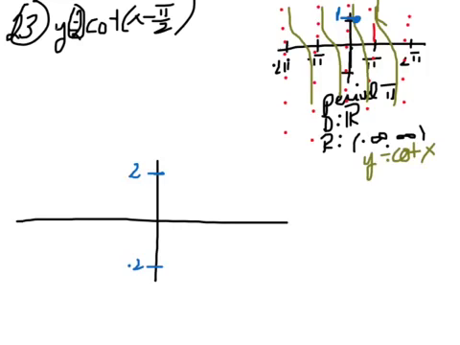Now my period doesn't get changed because there's no number in front of this x here. So my period is still going to be pi. And again, that's pi for cotangent and for tangent. Everything else is 2 pi, okay? So those are the ones that are different.